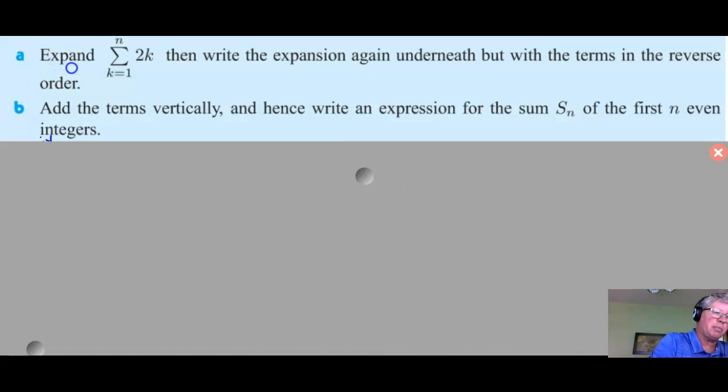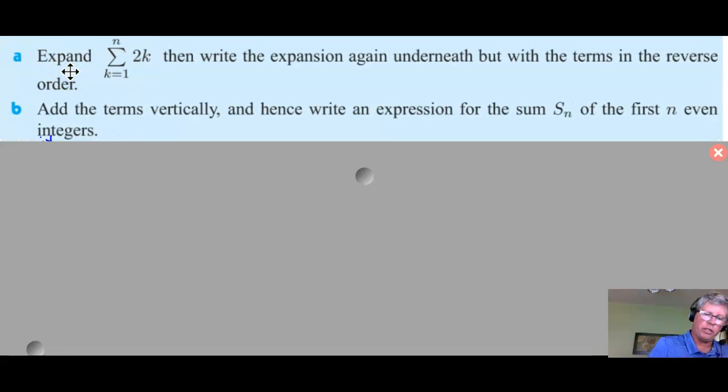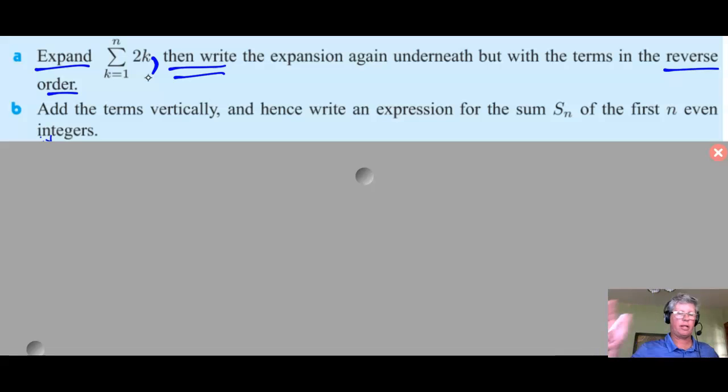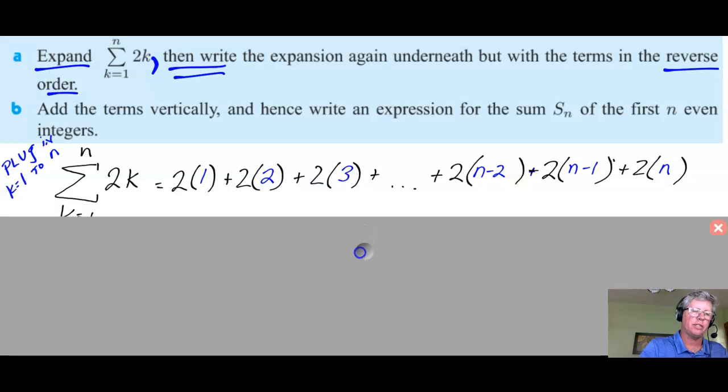First of all, we want to expand, oh boy, we want to expand this series, and that means plug in 1, plug in 2, and so forth. And then write it in reverse order. So we're going to expand it, then we're going to write it underneath in reverse order. I know, I'm glad I'm doing this for you. Second part is once they're written, then we're going to add them. But let's do first things first.